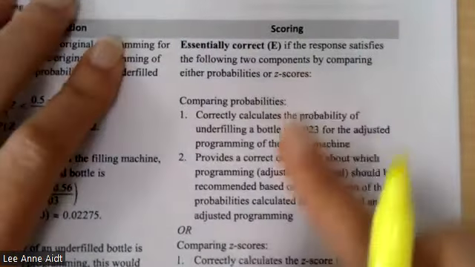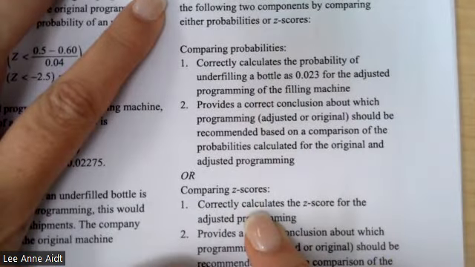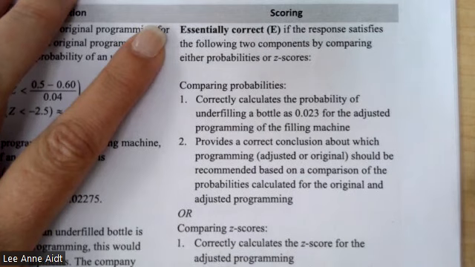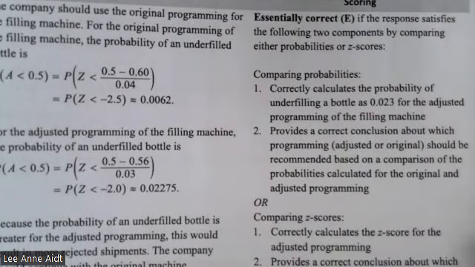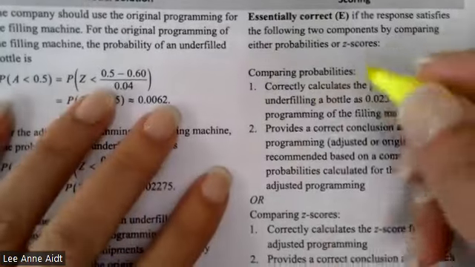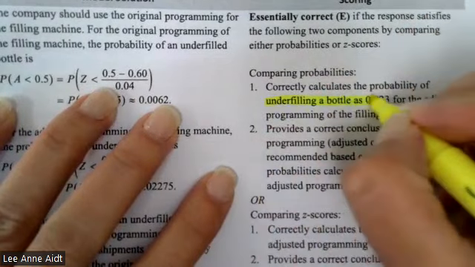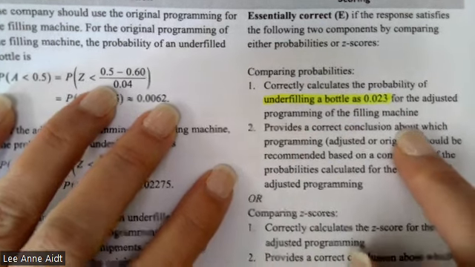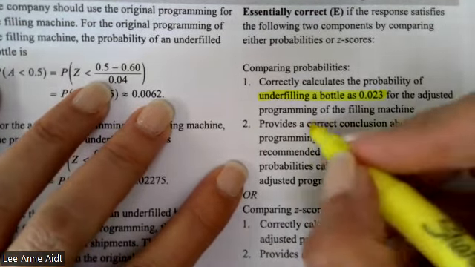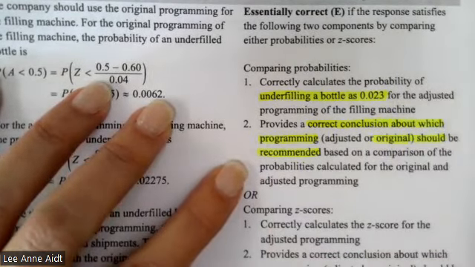Okay, you can get an E two different ways. You can compare probabilities or compare z-scores. I highly doubt anyone in this room compared z-scores. If you did, I'm going to be just as surprised as I was by Gabe using the brute force binomial formula, but you know, it's good. So you need to correctly calculate the probability of underfilling a bottle as 0.023 for the adjusted programming of the filling machine. And then you need to state a correct conclusion about which programming, which is the original, should be recommended.